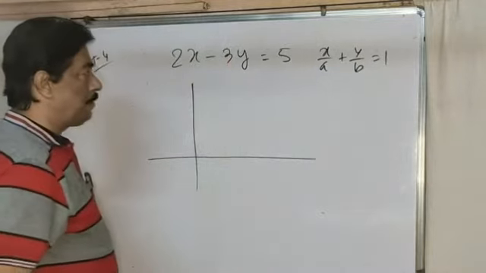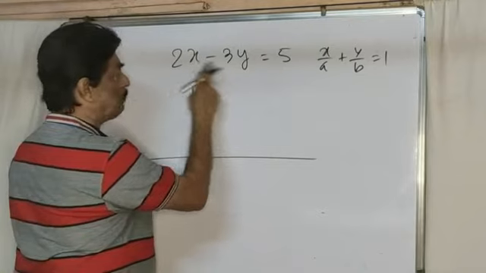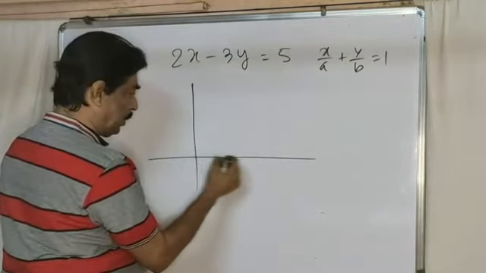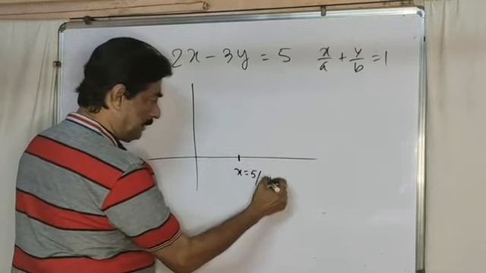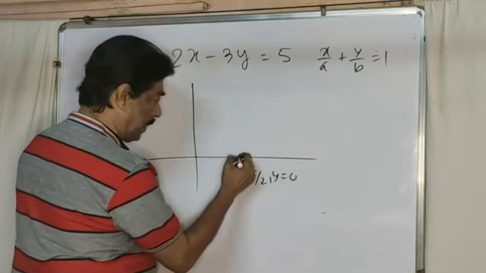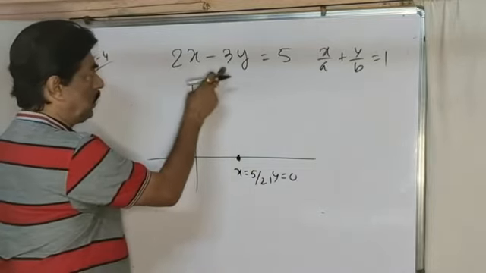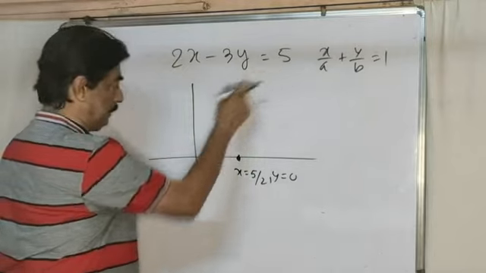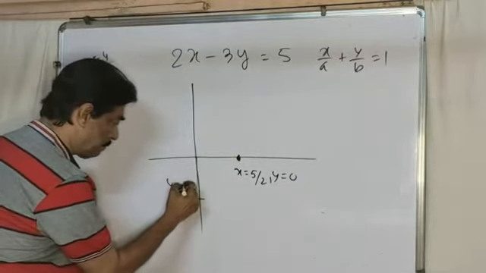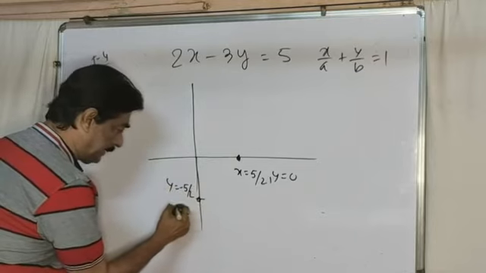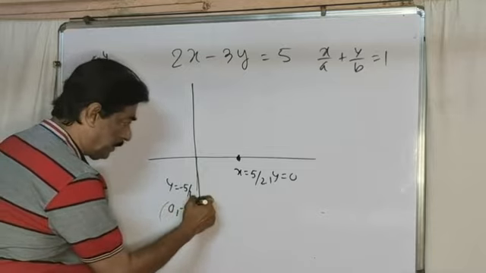Now first of all, remember how to do it. Put y equal to 0. If y is 0, x equals 5 by 2. So x equals 5 by 2, and y is 0. I get one point. Put x equal to 0. Then y equals minus 5 by 3. So this point is (0, minus 5 by 3). If I plot it, we get the straight line.